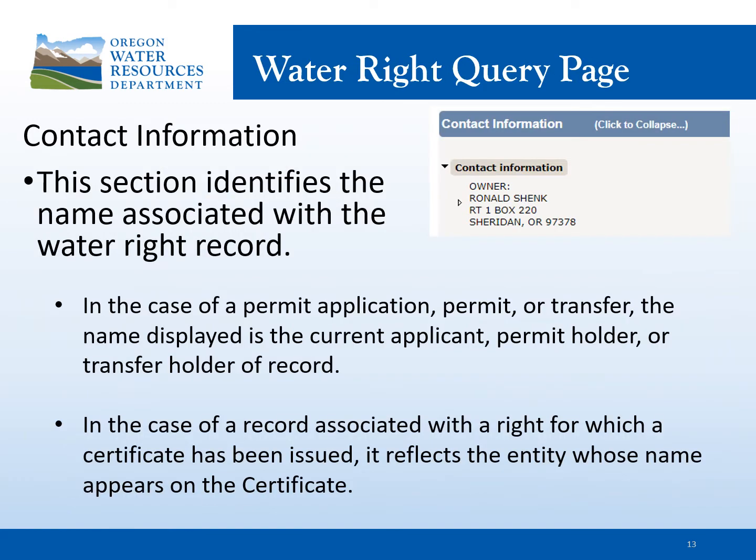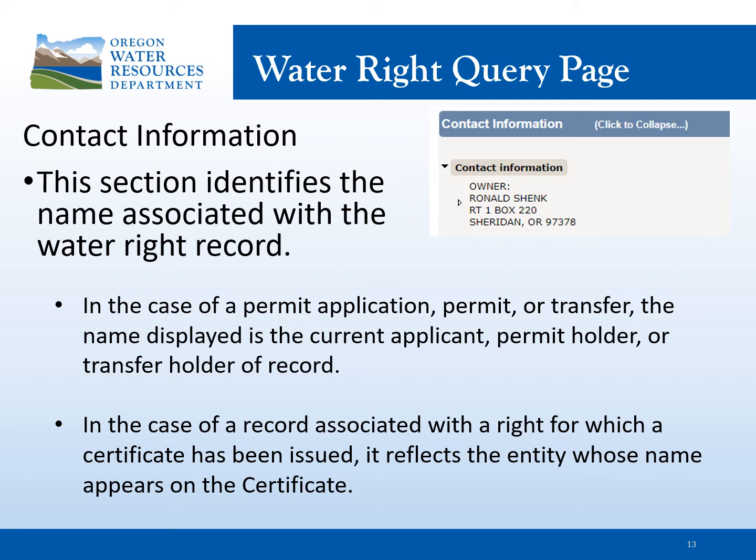The first section of this page that we'll discuss is the contact information portion. In the case of a permit application, or a permit, or a transfer application, the name that's displayed is the current applicant or holder of the record. In the case of a record associated with a water right that has gone to certificate and has been either issued a confirming certificate or a remaining rights certificate, the contact information would reflect the entity whose name appears on that certificate.